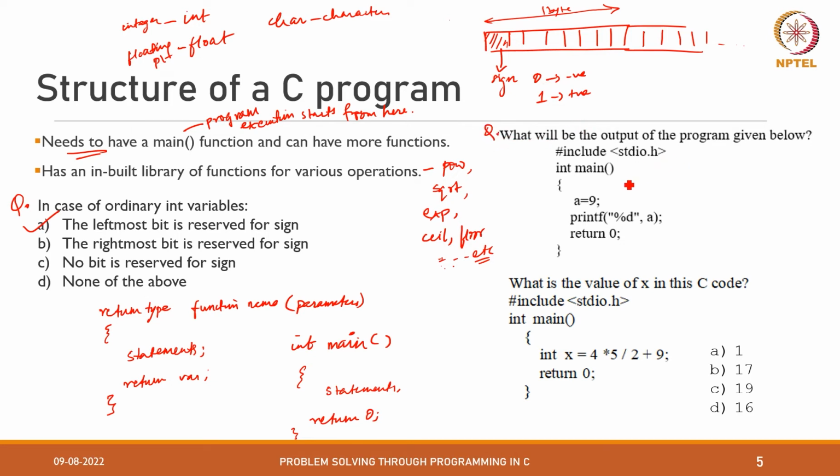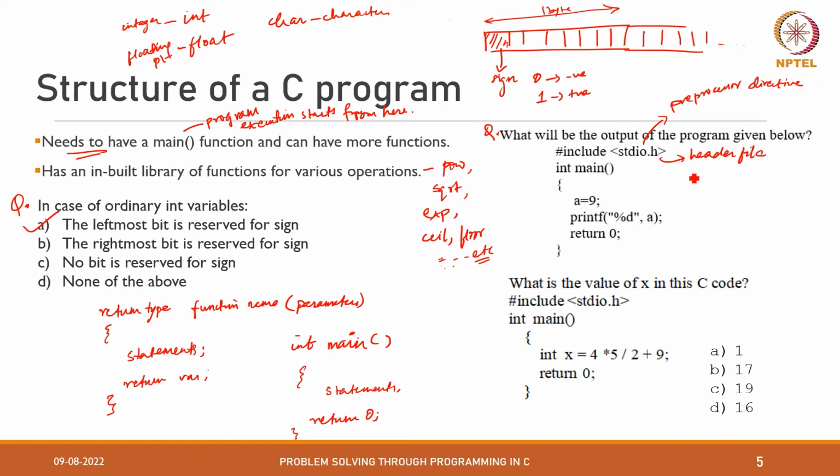In this question, what will be the output of the program? We are including this. What exactly does this include do? This is called a preprocessor directive. It tells the preprocessor that this stdio.h is a header file, and we need to include this header file in the code so that we are able to access the predefined functions that are available within this header file.